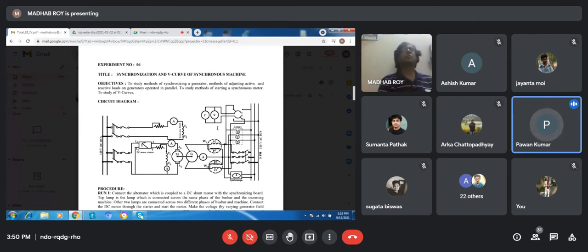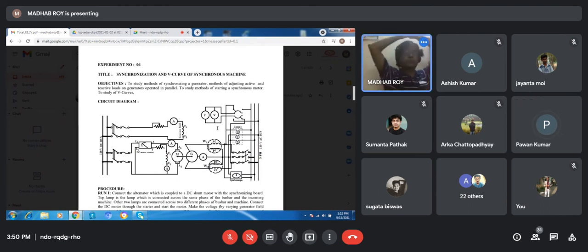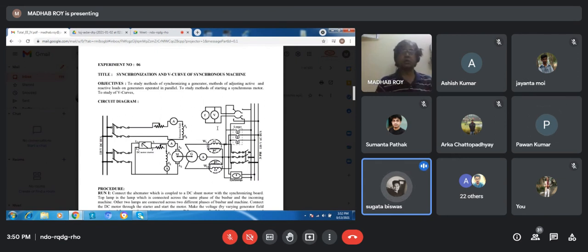Sir, with 0 excitation, how? Sir, RMF will not form, sir, with 0 excitation. So whether it will run or not, revolve or not. So it can take armature current. It can take armature current from the bus.